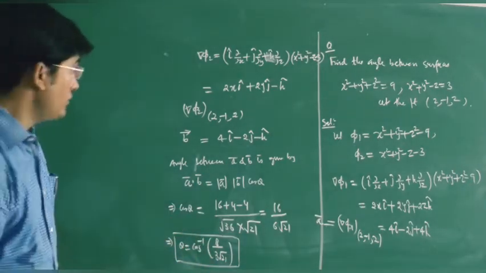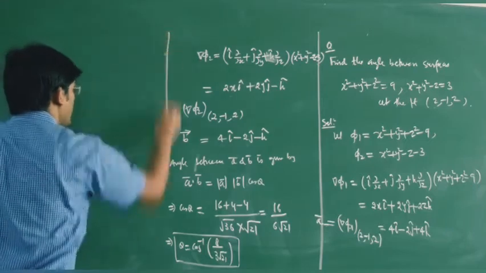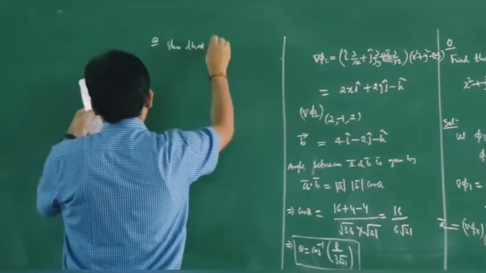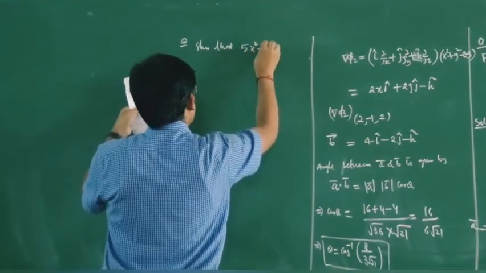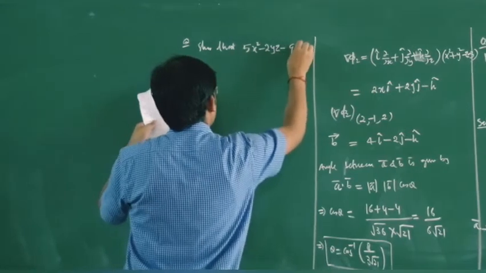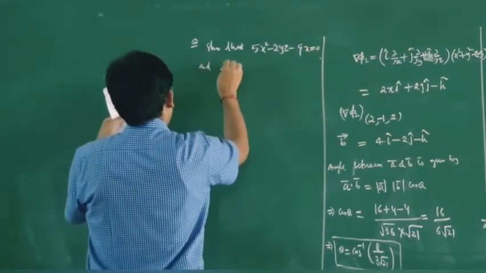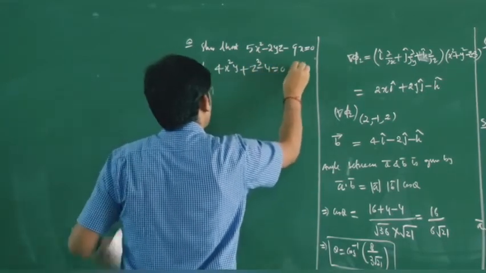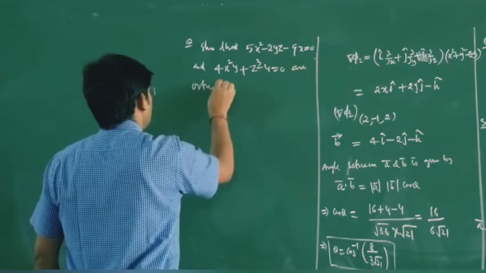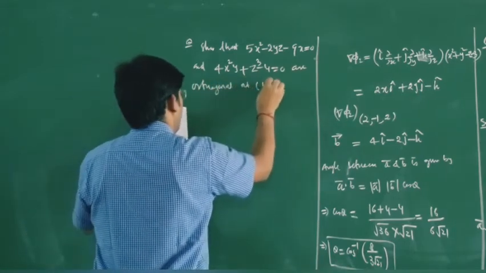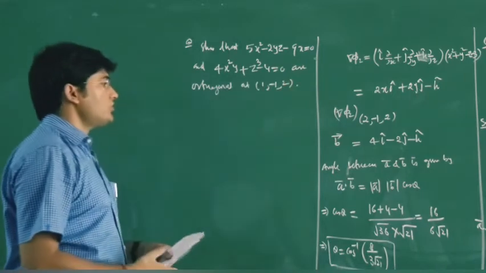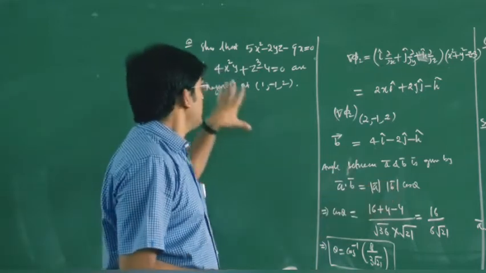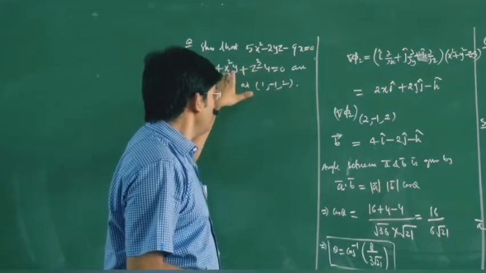Now we have the question, show that your surface 5x square minus 2yz minus 9x equal to 0 and 4x square y plus z cube minus 4 equal to 0 are orthogonal at 1, minus 1, 2. So I am not going to solve this question. Here we have to just prove that A dot B equal to 0. So just calculate, say this is your phi 1 and assume this one as phi 2.